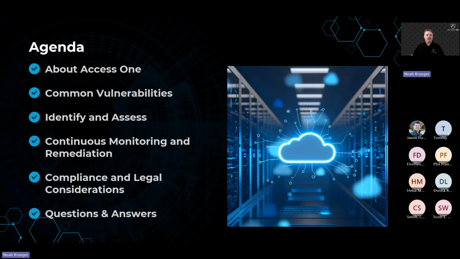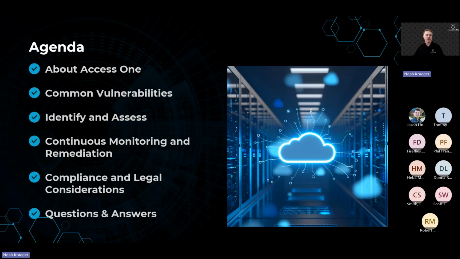So a little bit about our agenda today. I'll briefly touch on Axis One if you are unfamiliar with us. Since we are talking about vulnerability management, I'll be going over some of the common vulnerabilities that organizations are faced with, as well as how we can identify and assess those. And then we'll jump into continuously monitoring for vulnerabilities and remediation. And then we'll wrap it up with some compliance and legal considerations to take into account. And then again, any questions or answers, we'll have some time for those at the end.